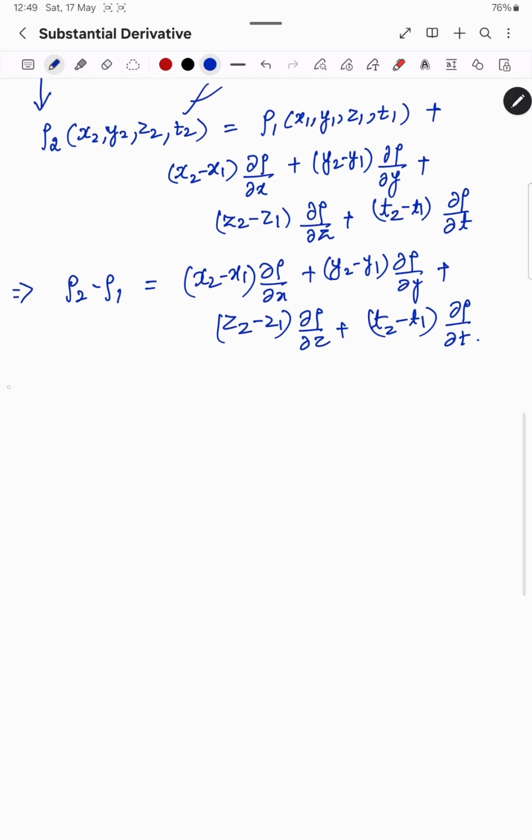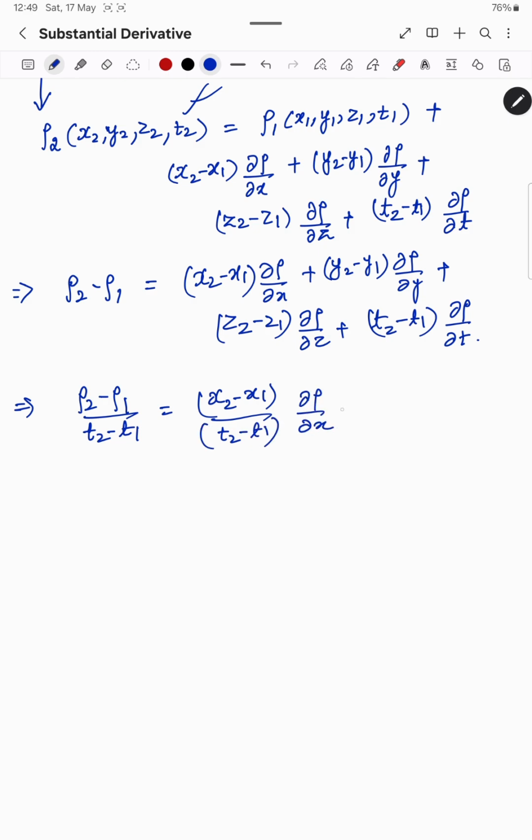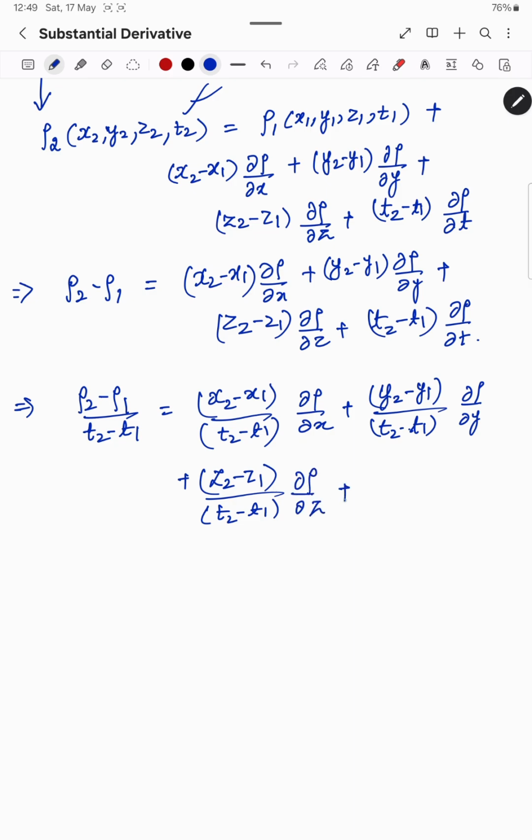Okay, now I will just divide by t2 minus t1, so it will become (x2 minus x1) divided by (t2 minus t1) d rho by dx, plus (y2 minus y1) divided by (t2 minus t1) d rho by dy, plus (z2 minus z1) divided by (t2 minus t1), and it will become d rho by dz. Then finally it will get cancelled, so we are left with d rho by dt.